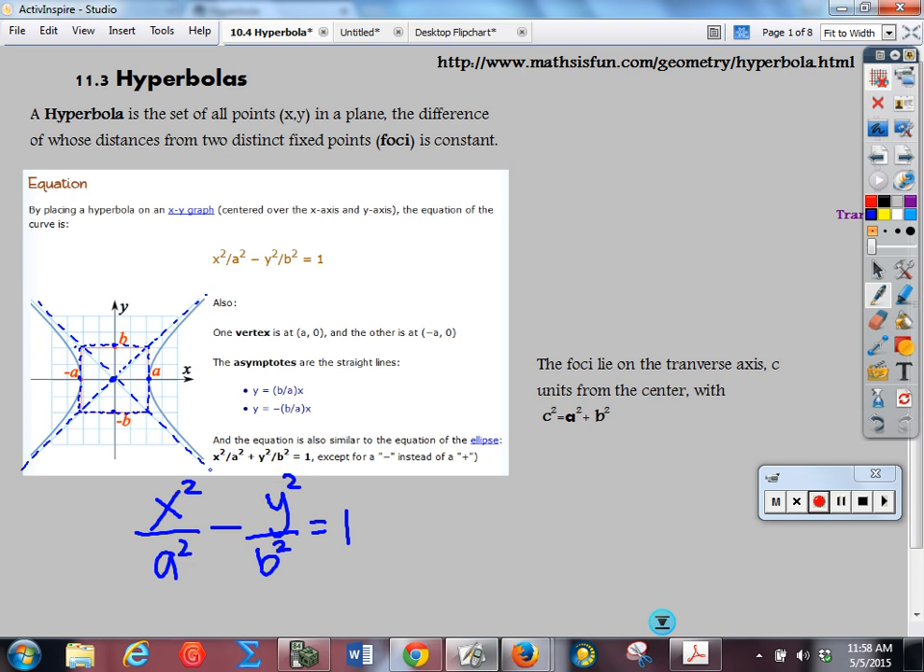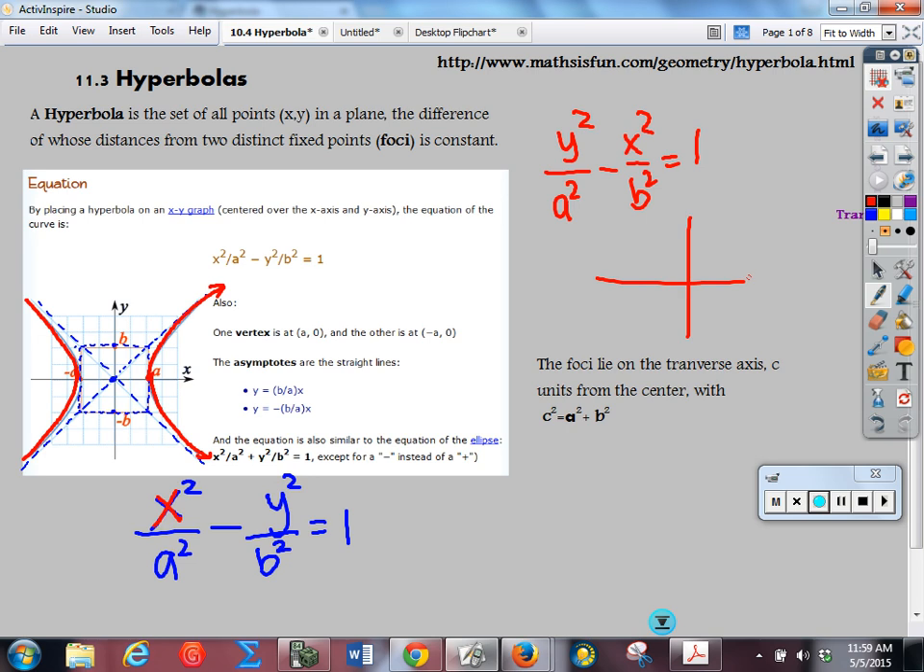Now on this one, it has an x squared first. The graph of it kind of looks like an x. In the x direction, you go over, and this is now your vertex, and then you just go up towards that asymptote. And that's how I really do remember it. If it's x squared first, so it's the positive one, then it kind of looks like an x. But if I were to do one that looked like y squared over a squared minus x squared over b squared equals 1, this one would look just like that.